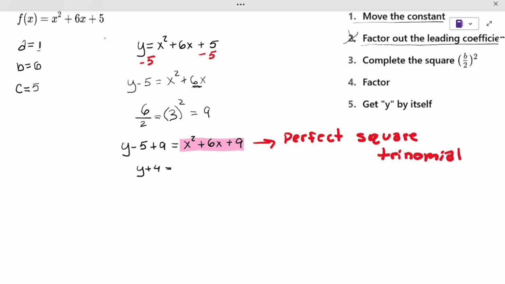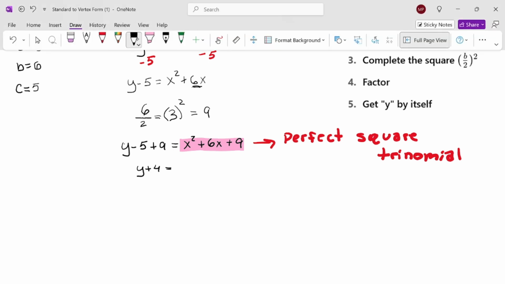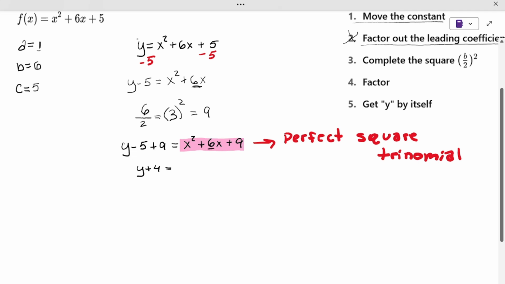So what we can do is we can actually reduce this just to a binomial squared. And in order to do that, we're going to look at the middle term again. We're going to look at this 6 and shortcut. All you do is you take that b value or that middle term and you divide it by 2, or you take half of that value, and that's it. You have the x in front, positive 3, which is half of the middle term, and then you square it.